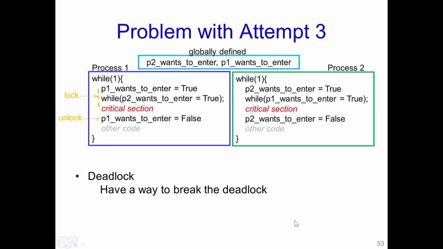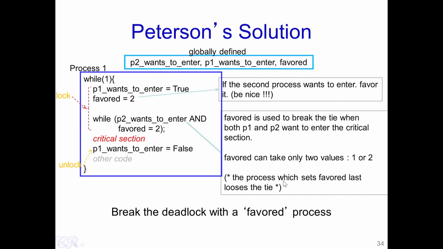Now, the next best thing to do is whenever we have such a deadlock situation, we need to find a way to actually come out of the deadlock situation. Essentially, we need to ensure that exactly one of these two processes will break from the while loop and enter into the critical section. So, this solution was made by Peterson and is what is known as Peterson's solution, and essentially has another variable known as favored.